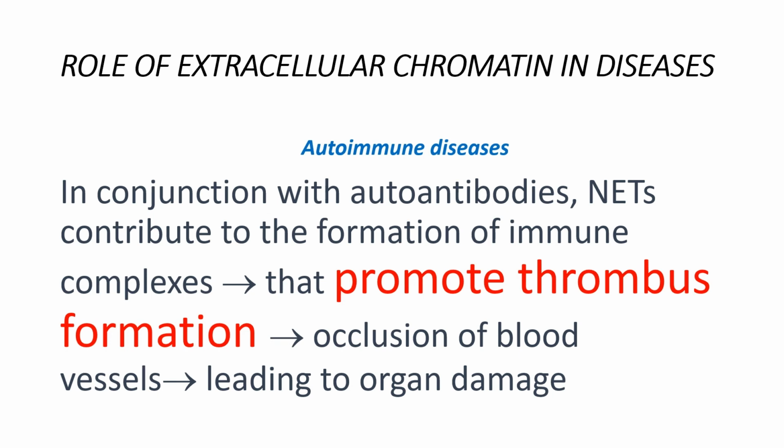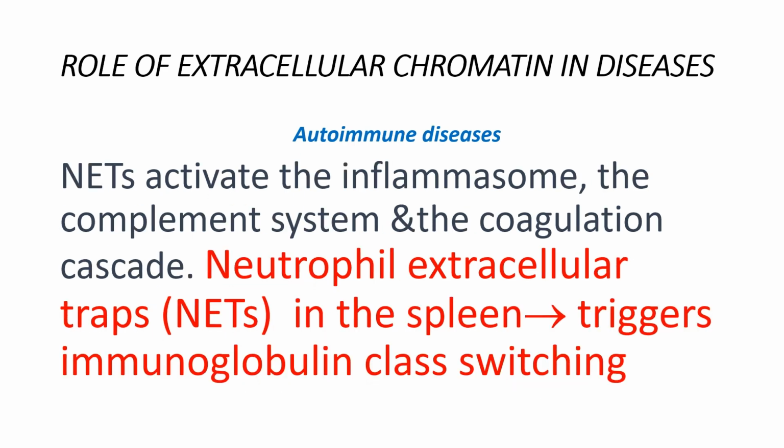Also, NETs modulate immune responses by interacting with other immune cells and humoral components. Histones and other NET-associated proteins act as damage-associated molecular patterns, contributing to the immune activation observed in these conditions. Also, NETs activate inflammasomes and the complement system through classical, alternative, and lectin pathways, as well as the coagulation cascade. Also, the formation of neutrophil extracellular traps by neutrophils in the spleen triggers immunoglobulin class switching, thereby affecting B cell responses and shaping the immune system towards antibody production.